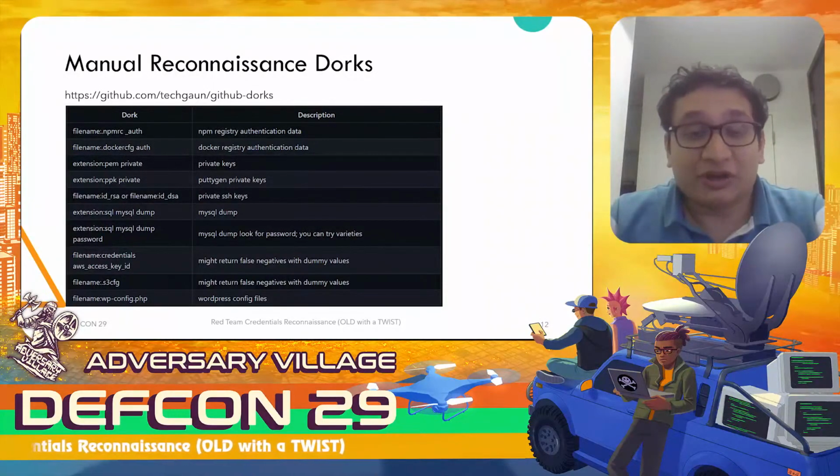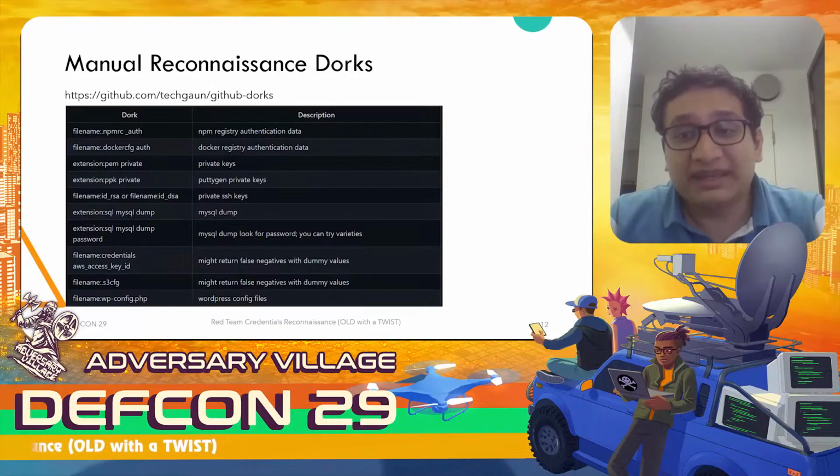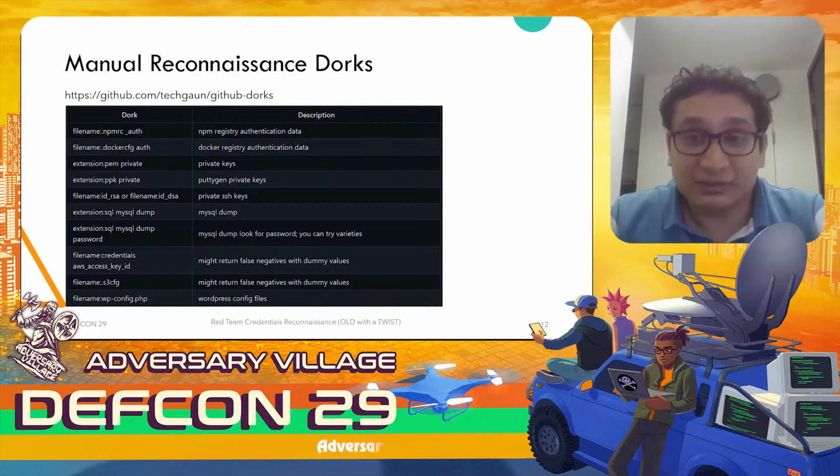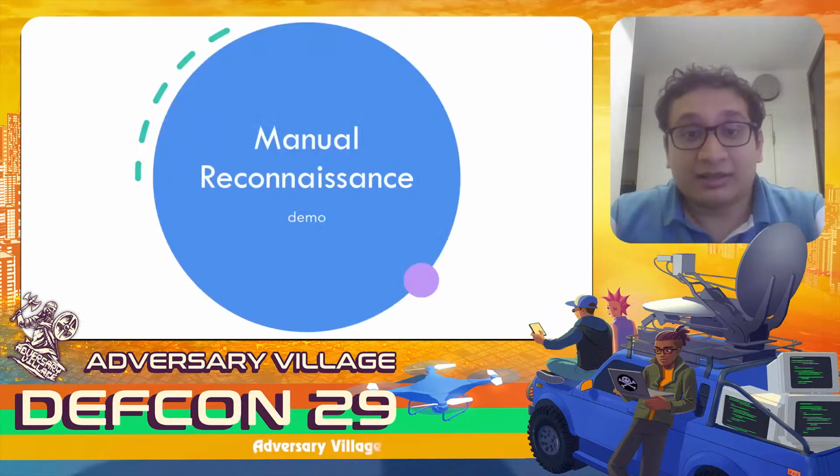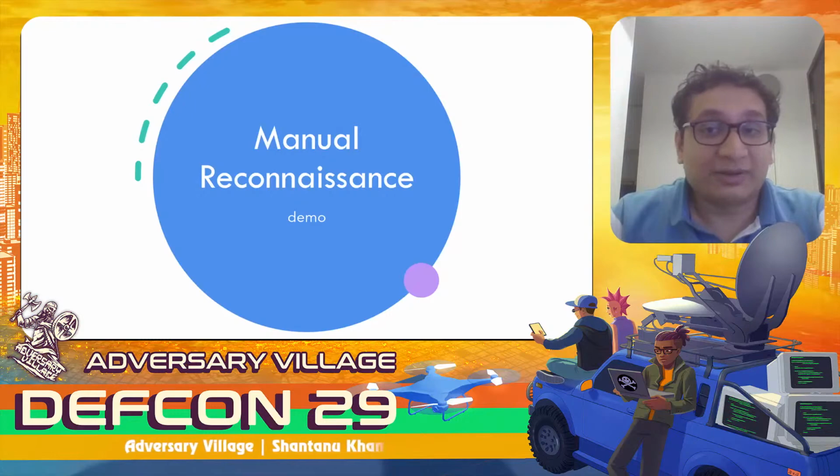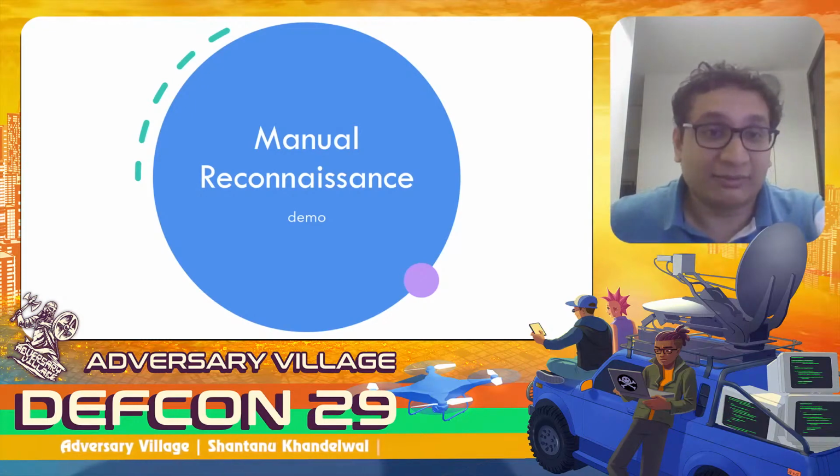There are some docs which you can use to find sensitive information as well. Many researchers have blog posts on it. Here is one of the lists which you can use. You can find other lists as well. So here is the first demo. Hopefully it will go well, and then we can move forward from there.